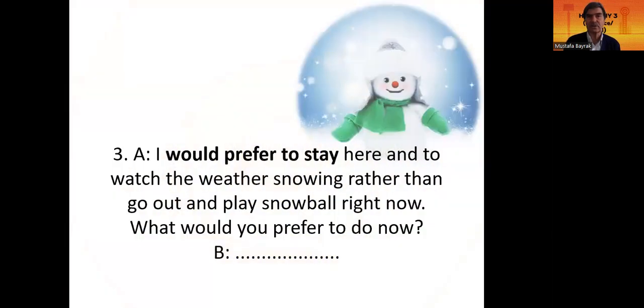Three, I would prefer to stay here and to watch the weather snowing rather than go out and play snowball right now. It's so simple. What would you prefer to do now? I would prefer to draw pictures rather than paint pictures.